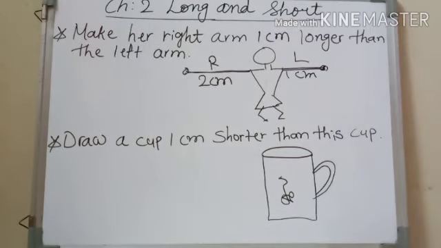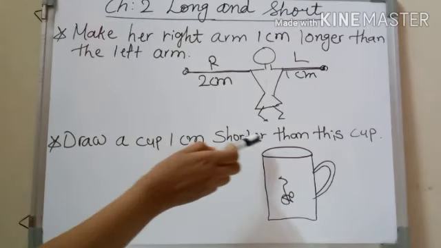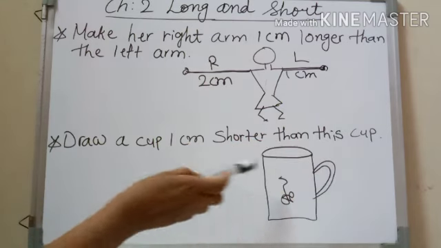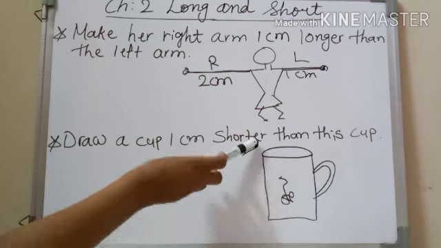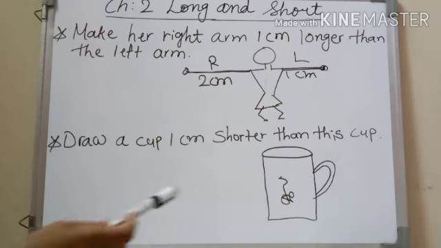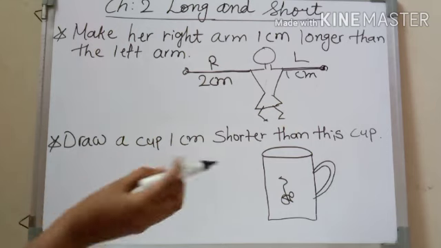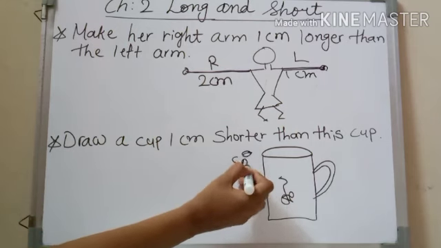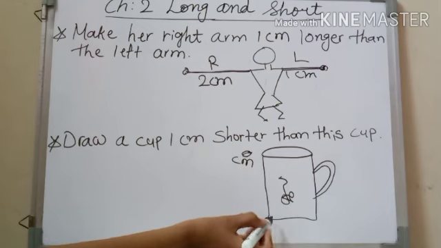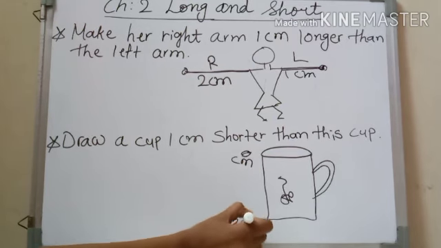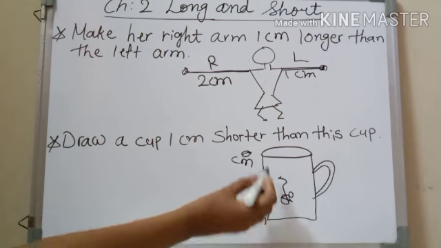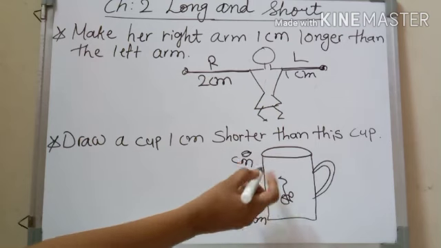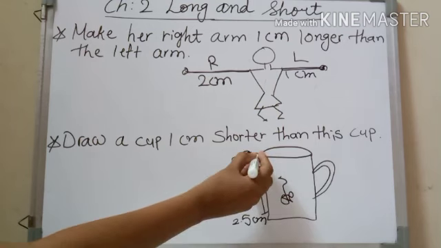The second question is: draw a cup 1 centimeter shorter than this cup. But first you have to measure the length of this cup. How can you measure it? First you put the scale here. It starts from 0 centimeter and you have to measure till here. Suppose the length of this cup is 2.5 centimeter. Understood how to measure with this scale? So the length of this cup is 2.5 centimeter.